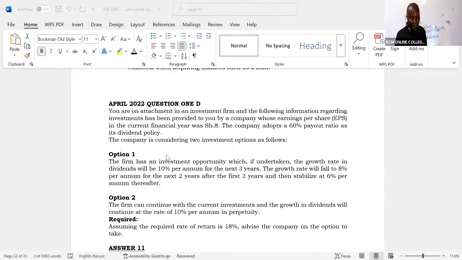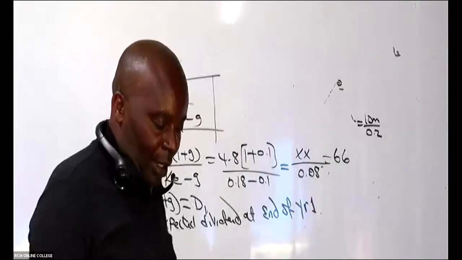This is a problem here. The farm has an investment opportunity which, if undertaken, the growth rate in dividends will be 10% per annum for the next 3 years. The growth rate will fall to 8% per annum for the next 2 years. I think this "after first 3 years" is misplaced here. Yeah, for the next 2 years, after the first 3 years, it's correct. And then stabilize at 6%. There is no problem. So, ladies and gentlemen, this one I will be able to get very well. Now, please listen to me very well.